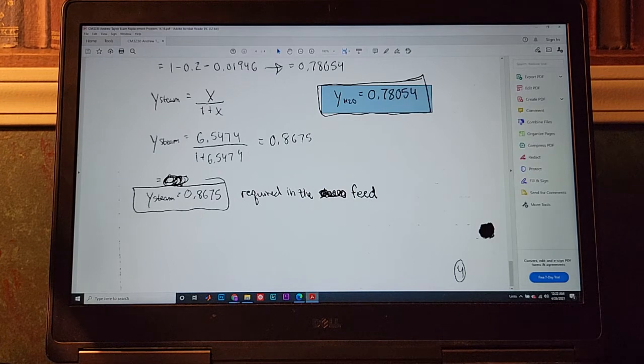Lastly, we have our steam calculation, which turns out to be 0.8675 mole fraction of steam required in the feed.